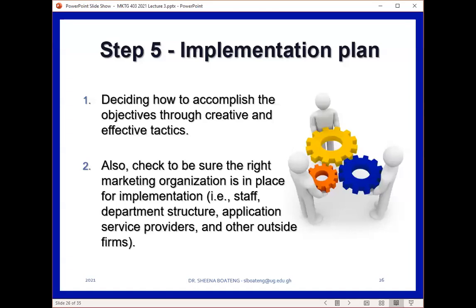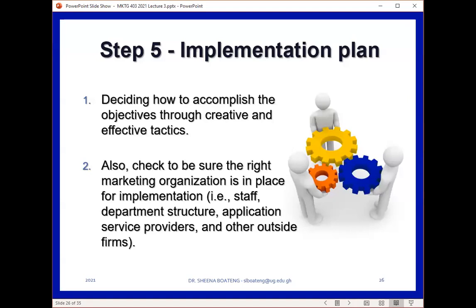So you need to be able to ensure that as part of your implementation plan, the organization has all the resources that you require to do so, in terms of perhaps the staff needed, the departmental structure, the application services that you need, or perhaps certain outside firms that provide certain pivotal resources that you need to be able to ensure that your e-marketing objectives are achieved.